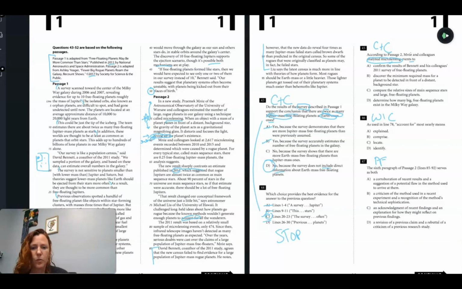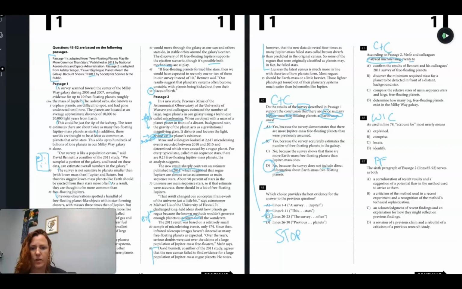So we know about all the wanderers, and we know how some of them came up, but we can't really, I guess, explain where the other ones came from. The 2011 result was based on a relatively small sample of microlensing. Since then, infrared telescope images haven't detected any free-floating planets as expected. Over the years, serious doubts were cast over the claims of large populations. Mroz says David Bennett, co-author of the 2011 study, agrees that the new census failed to find evidence of a large population of Jupiter rogue planets.